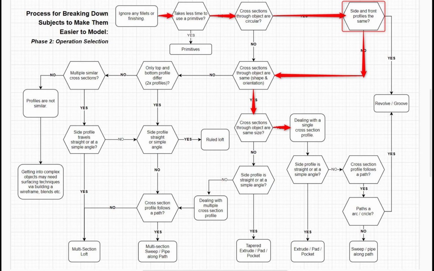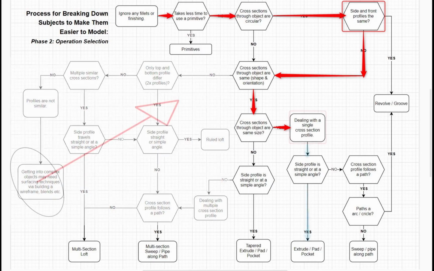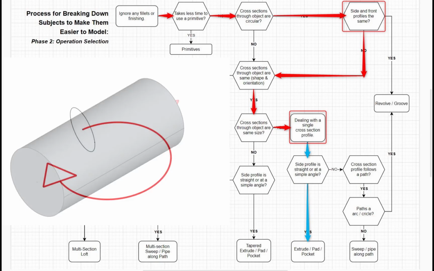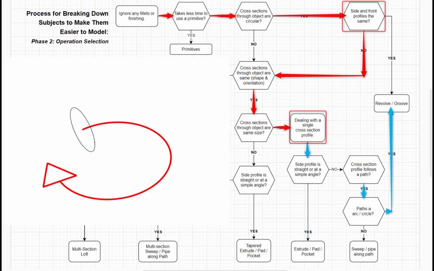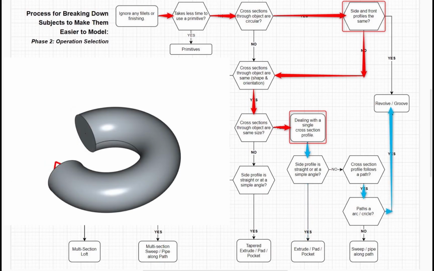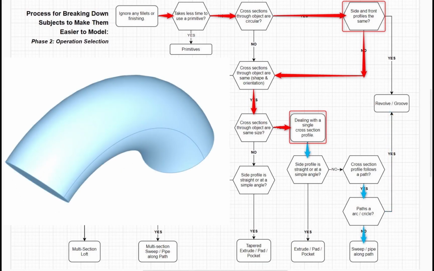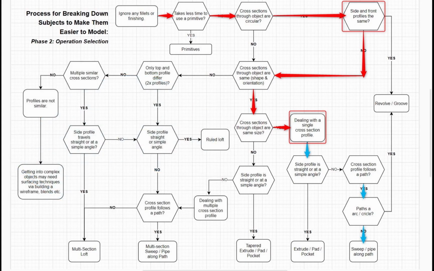So let's analyze that side profile. If it was a straight path, we'd just use that profile in a simple extrude. If the path followed a circular arc or a complete circle, then we would use the revolve, and the angle would be adjusted depending on how far around the circle we want to go. But if this path was more complex, it leads us to that final operation in the flowchart, the sweep or pipe. So to conclude, the pipe tool is best for shapes where the profile follows a non-circular, non-linear path.